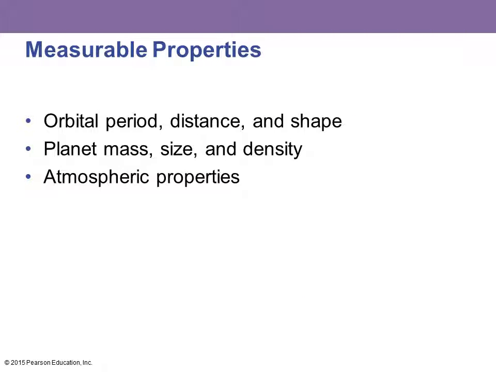Here are some other measurable properties. The orbital period, of course, the distance from the star, possibly the shape of the planet's mass, its size, its density, and even atmospheric properties in some cases, where if the planet has an atmosphere, as it's passing in front of the star, there might be some sort of a spectrum revealing the components of the atmosphere.